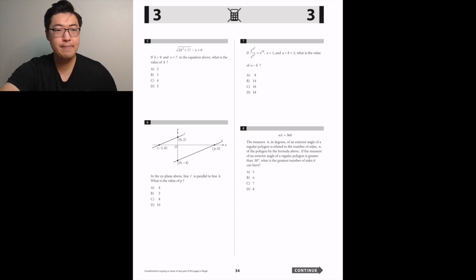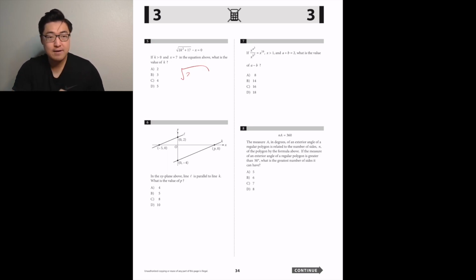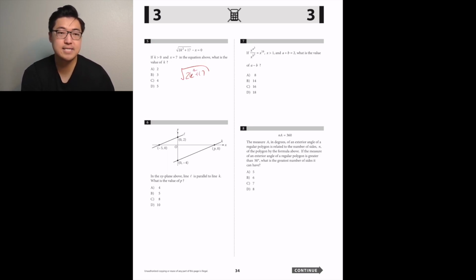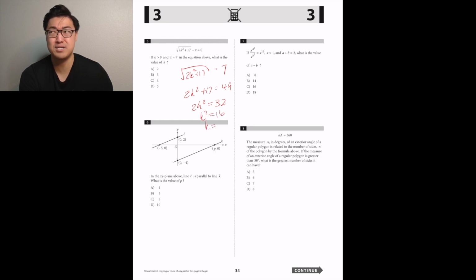Next page. Don't get stuck, computer. 5. If k is greater than 0 and x is 7 in the equation, what's the value of k? So plug in x is 7, move it to the right side, square both sides. 2k squared plus 17 is equal to 49. 2k squared is 32. k squared is 16. k is 4. See?